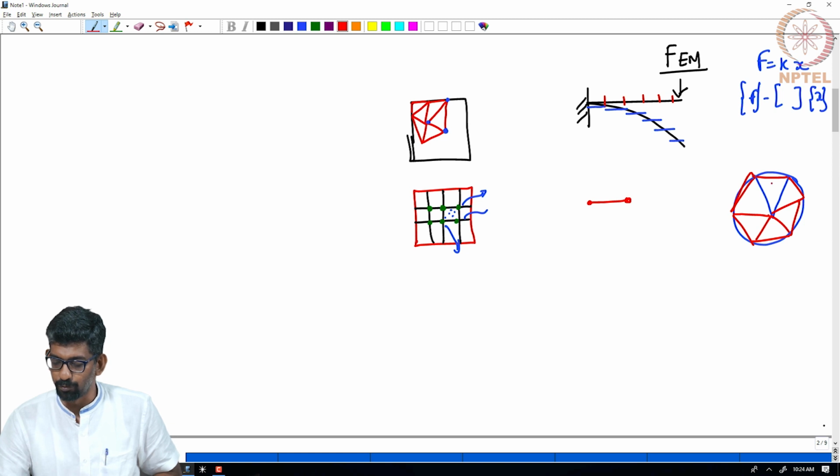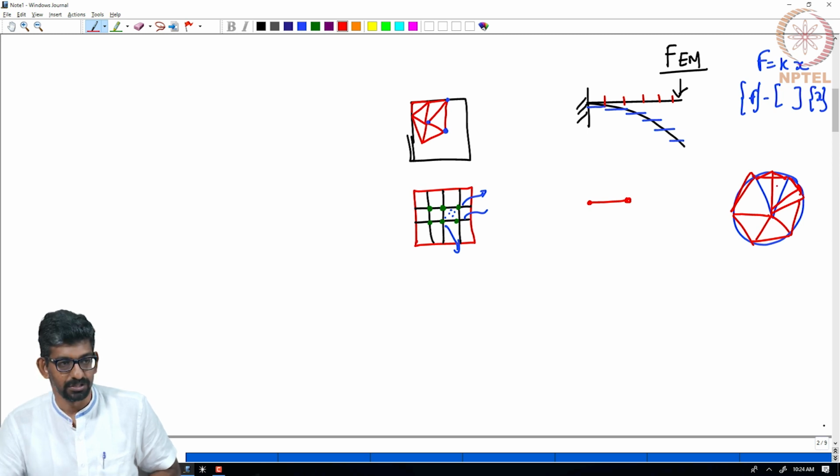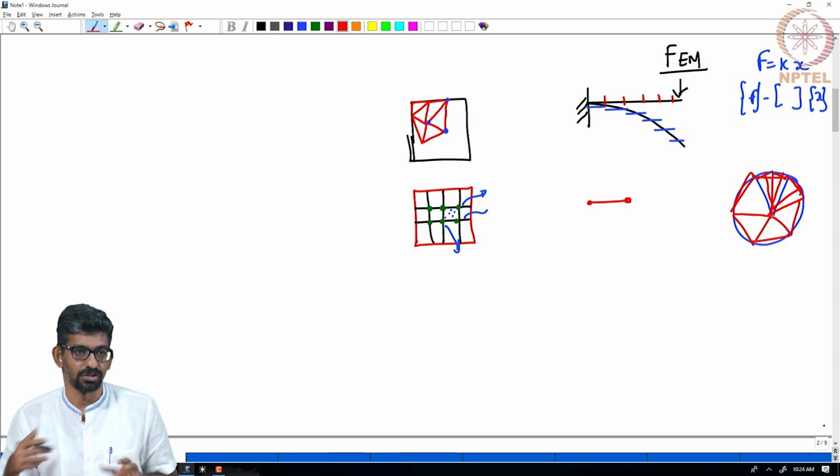What should I do here to get a better approximation of my circle's perimeter? I should increase the number of triangles. You get the idea? Okay. This approximation will be better than what I got earlier. Now, if I further divide my triangle, I will get an even better approximation. Okay. But then I will have to solve for 2n, then 4n number of elements. Okay. So, the number of computations increases, but I will get a better approximation.